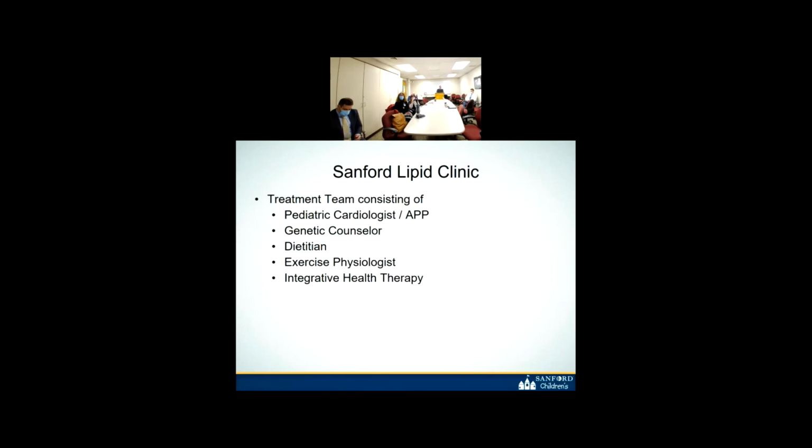And in terms of our dietitian, they will often go through that child 1, child 2. Our exercise physiologist will really work on age-appropriate exercise recommendations, ways to increase movement and decrease screen time. And our integrative health therapist helps both with the difficulties of accepting a diagnosis, beginning treatment early, compliance, the stress that goes along with that, especially in our teenagers.